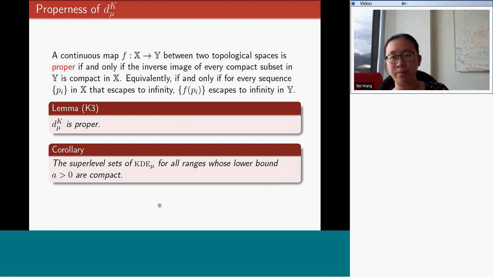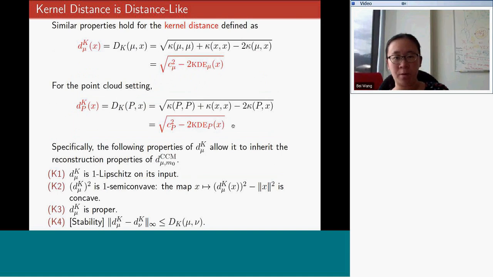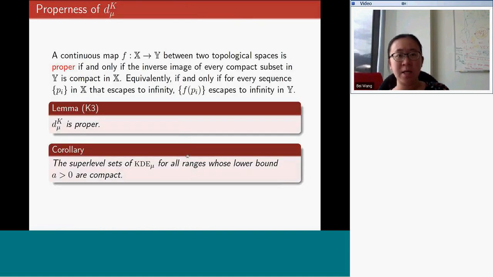So one thing I need to pay special attention to is this properness condition. Recall the previous slides. Keep in mind this is a form of distance. What I'm defining is really a continuous map between topological spaces that is proper if the inverse image of every compact subset in the range is compact in the domain. Equivalently, it means that for every sequence of points in X that goes to infinity, the corresponding function values associated with this sequence escape to infinity in Y.